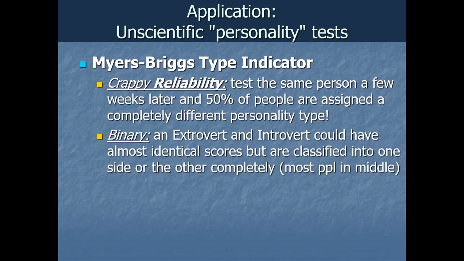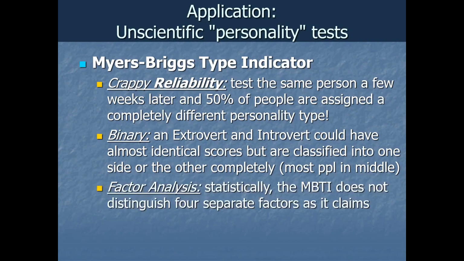Meanwhile, when we do statistical factor analysis, the MBTI doesn't actually break out into distinguishing 4 factors as the whole system claims and is based on. So the questions on the test, when we test them statistically, don't actually lead to a 4-factor model. So this would never be accepted in real psychometrics.